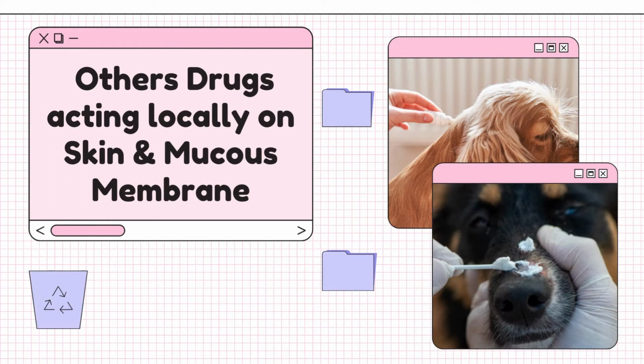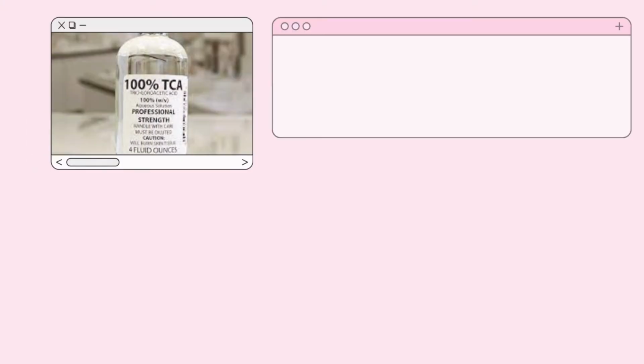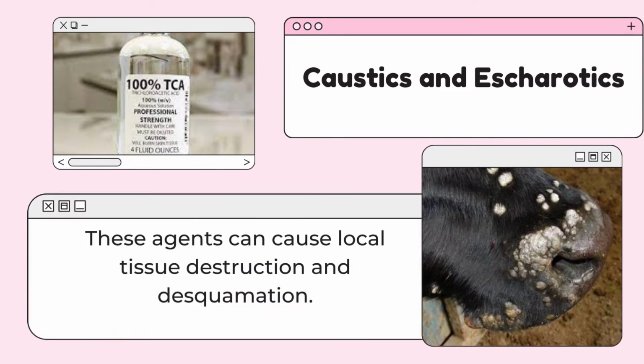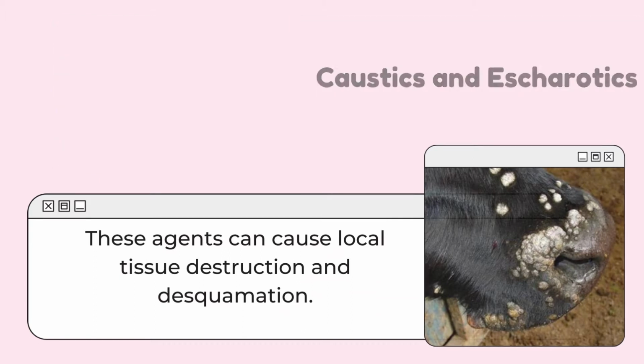Here are some other drugs acting locally on skin and mucous membrane. Caustic and stereotic agents. Caustic means corrosive, while stereotic means cauterizer. These agents can cause local tissue destruction and desquamation. They are used to remove moles, warts, condylomata, papillomas, and also to destroy horn buds on keratotic lesions.